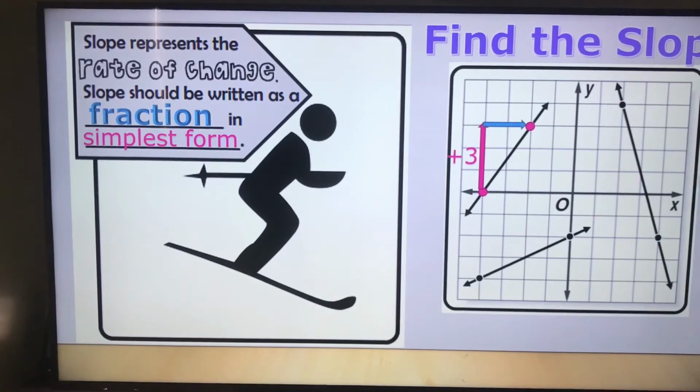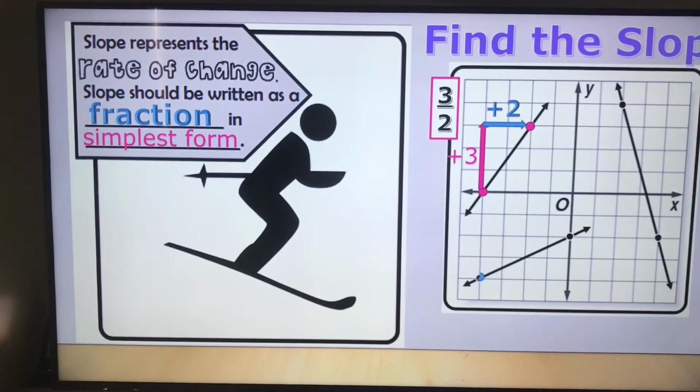Then I'm going to run. And I ran 2. Now they're both positive. When you go up, it's positive. When you go right, it's positive. Just like a number line. So therefore, I have 3 over 2. Leave it. Don't make it a mixed number. Slope is the change in y over the change in x. So in this case, 3 over 2. You're done. You can't simplify.